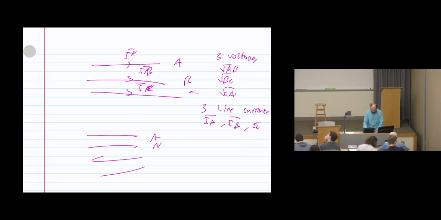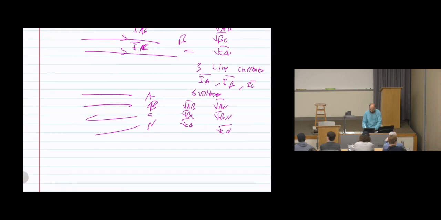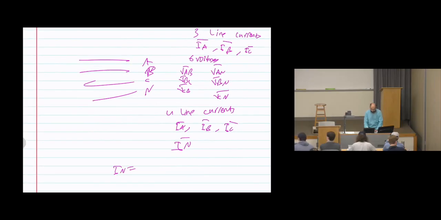While if you are dealing with a 4-wire system, there will be 6 voltages and 4 currents. There will be VAB, VBC, VCA, in addition to VAN, VBN, VCN, so 6 voltages. And there will be 4 line currents: IA, IB, IC, and I neutral. Keep in mind, I neutral will be 0 if and only if the system is balanced. If it is unbalanced, the neutral current will be non-zero.